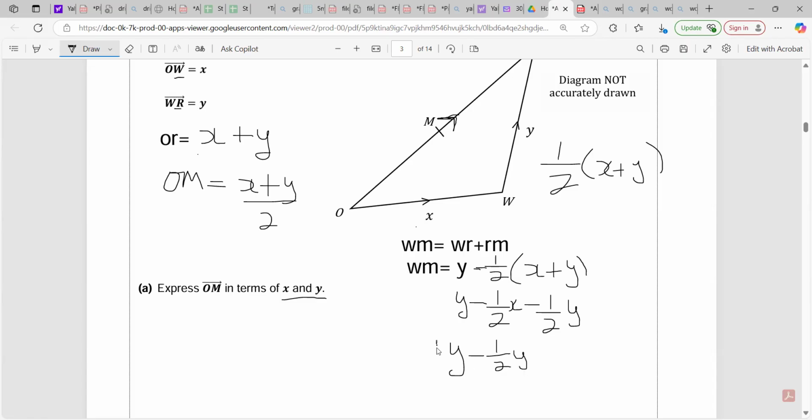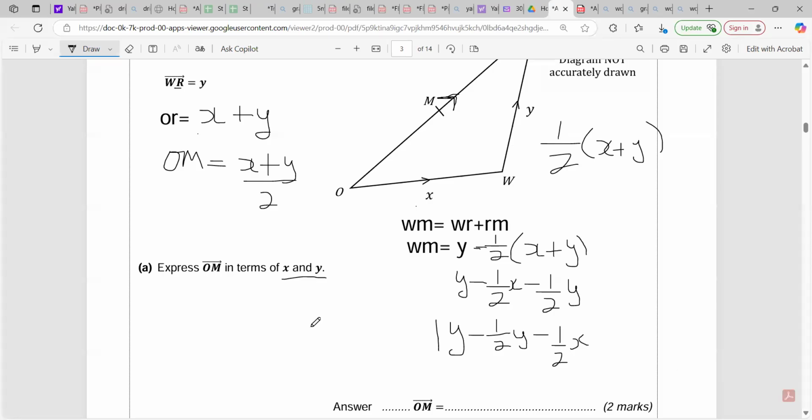Consider this as 1y, right? And then you have minus a half x. One take away a half, leave what? If you have 1 and you take away half of it, how many are left? A half. Positive a half. Very good. So it's positive a half y minus a half x. Because remember, x and y are two different terms, so we can't add the x term with the y term. So this would be your answer.